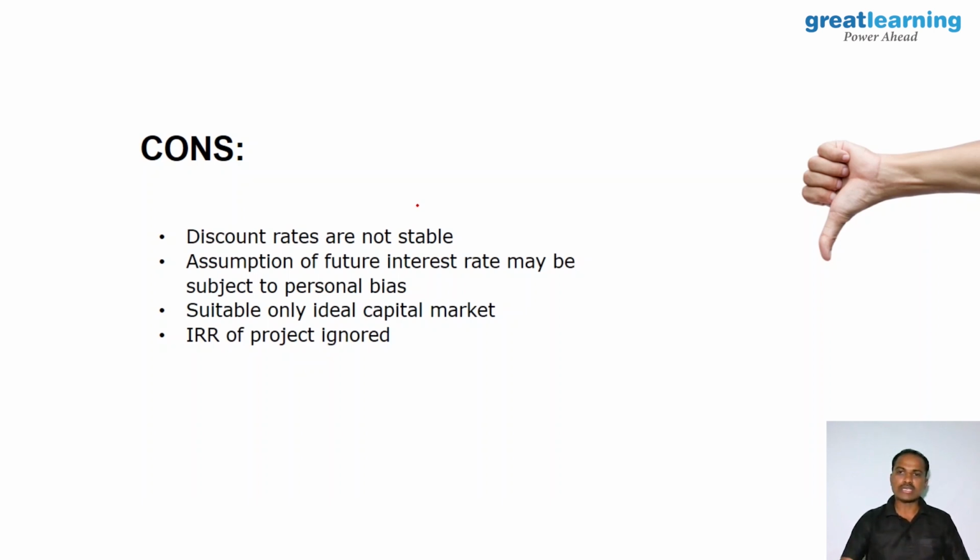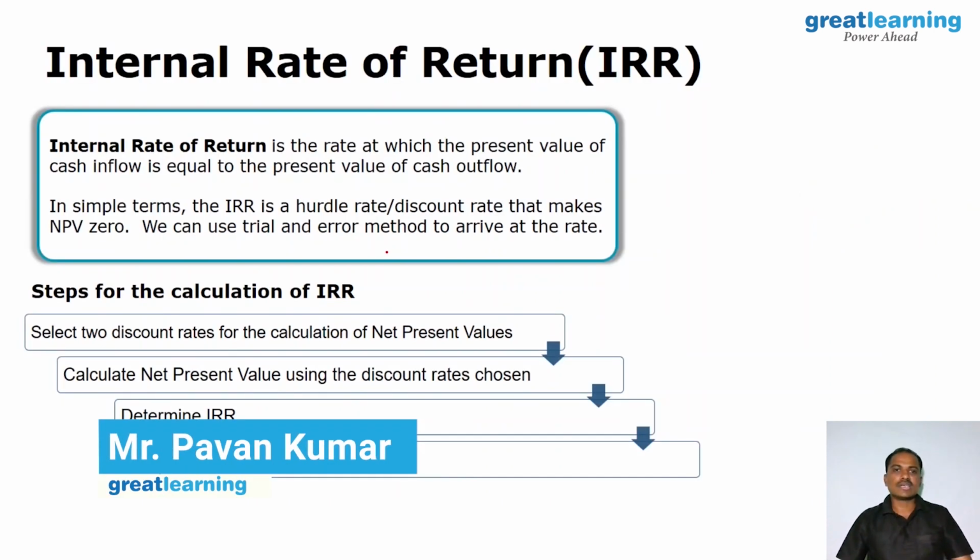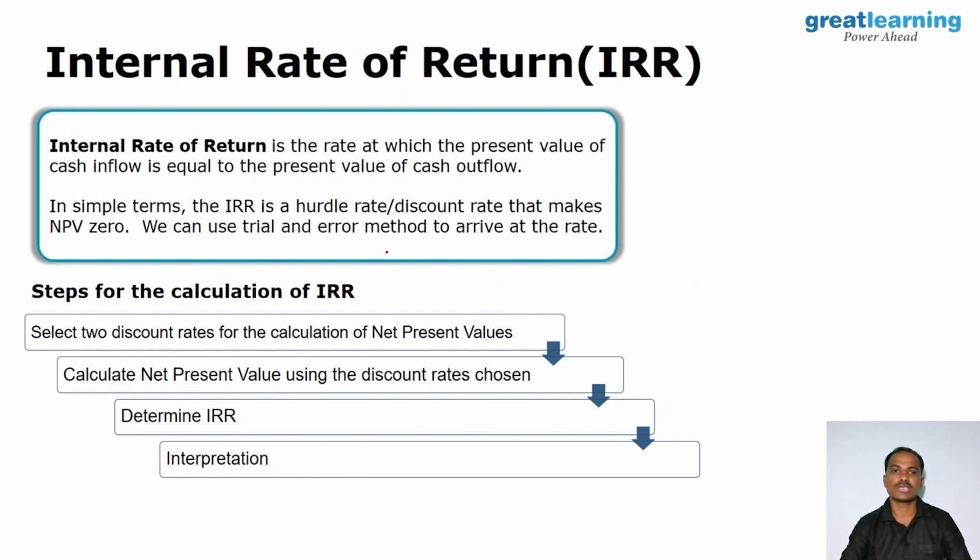IRR of project is ignored. The internal rate of return of a project is ignored, which we are going to discuss now. Internal rate of return is the rate at which the present value of cash outflow is equal to the present value of cash inflow. So this is a simple definition of internal rate of return. The rate at which the present value of cash inflow is equal to the present value of cash outflow.